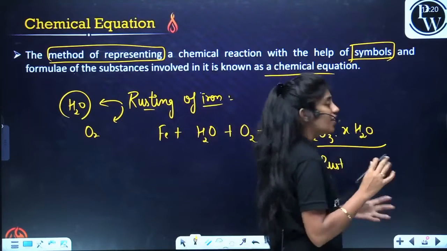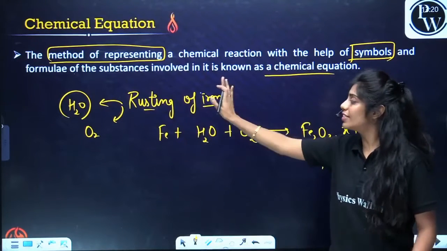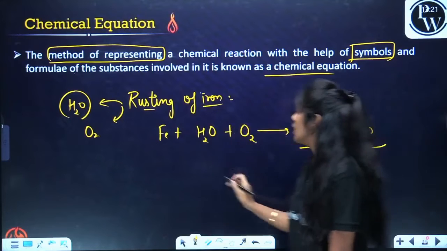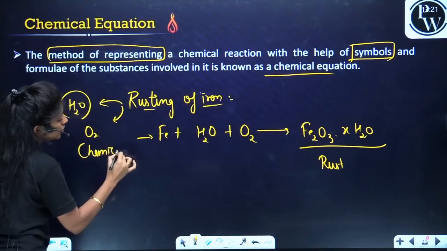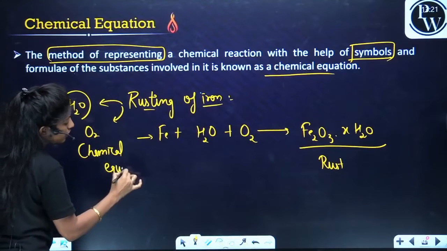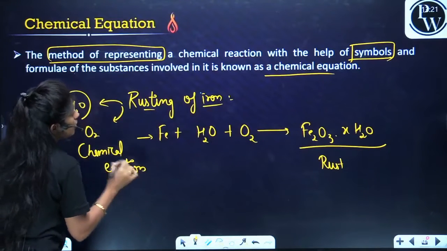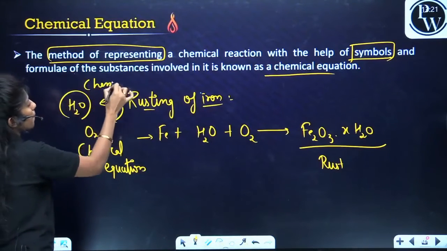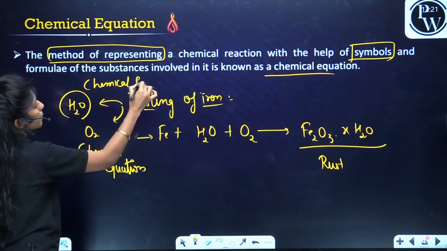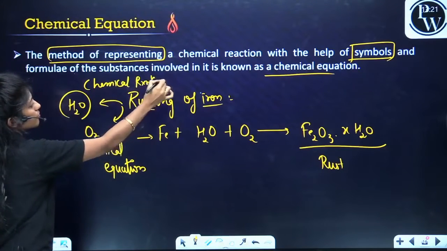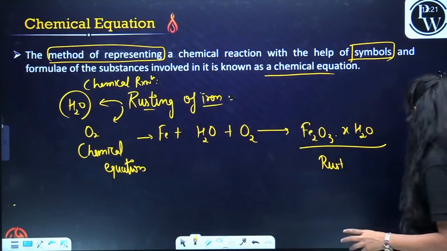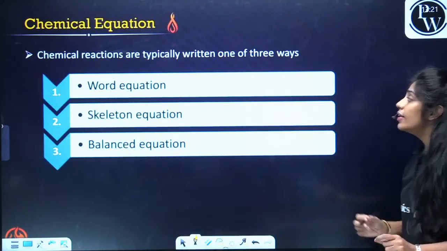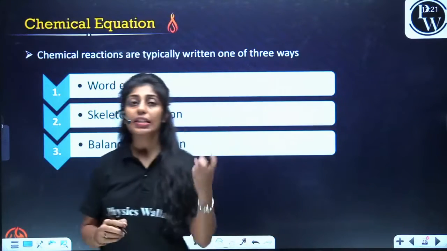So can you see? It's very much clear. This is the chemical reaction and this is the chemical equation. I hope the difference is very much clear now. Now, a chemical equation can be written in three forms.